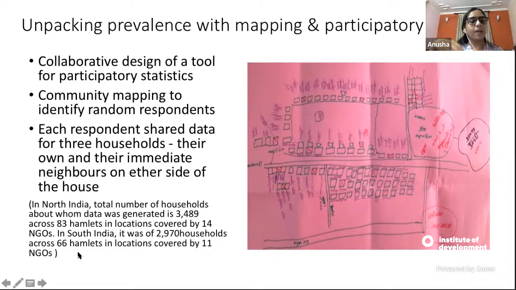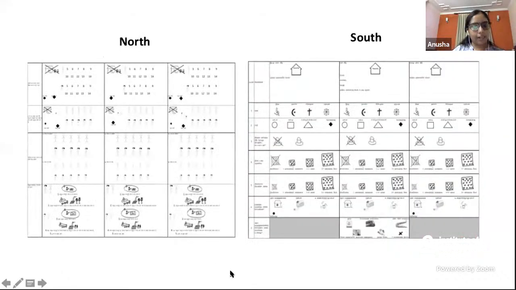And in South, it was around 2,970 households across 66 hamlets. So this was largely the process that we undertook. That's a sample of the pictorial tools that we used. The idea was that these tools were facilitated in a group of these 10 to 15 people.